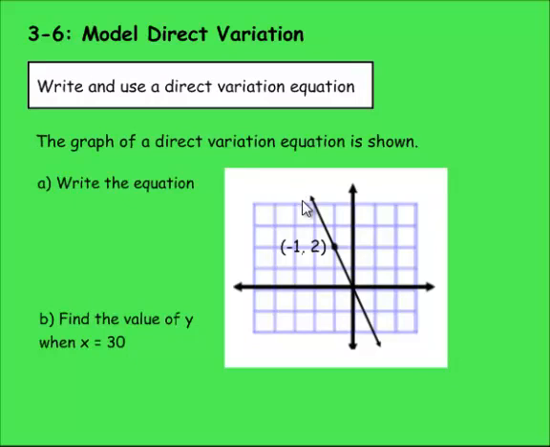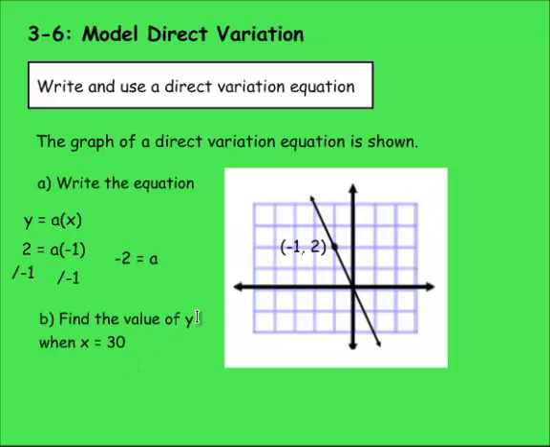Here we actually can use this direct variation graph to write an equation, then find a value for y. So we have negative 1 and 2, and we see that it's direct variation because it goes right through that origin. So what we can do is write an equation here. So y equals a, which is the constant, times x. We can find out the constant by plugging in the y and the x here. So 2 equals a times negative 1. Divide both sides by negative 1. So we'd have negative 2 equals a. So a, our constant, is negative 2.